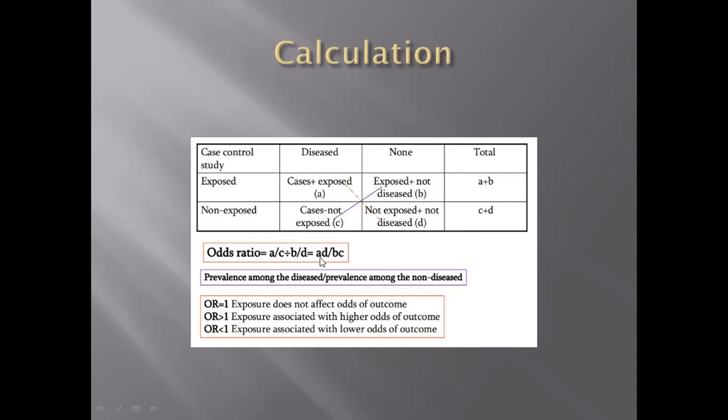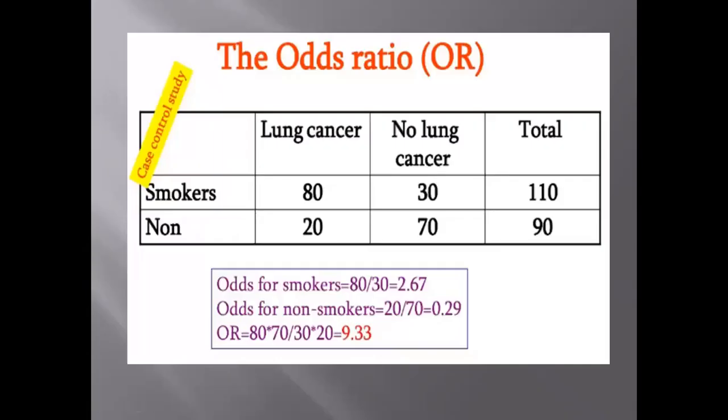So we will see that if the odds ratio is equal to 1, the exposure does not affect the odds of outcome. And if odds ratio is more than 1, exposure is associated with higher odds of outcome. And if odds ratio is less than 1, then exposure is associated with lower odds of outcome.